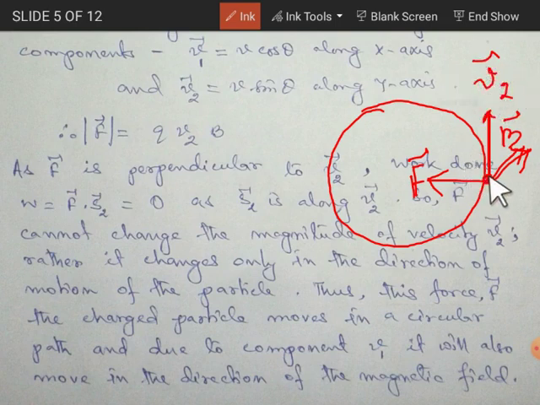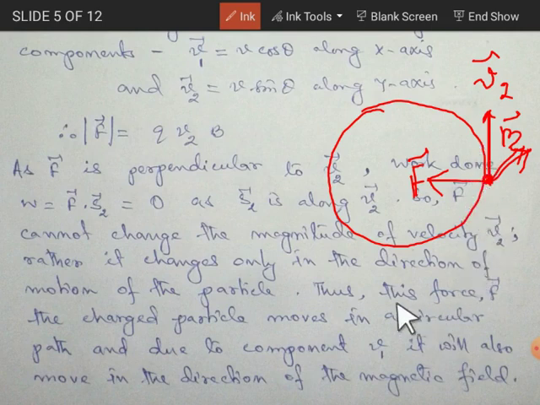As the force is acting perpendicular to this velocity, there is no change in the magnitude, because the work done by this force in the direction of the velocity will be equal to 0, right? So this force will not change, no doubt, the magnitude of V2. Rather, it will help in changing the direction of this velocity only, not its magnitude.